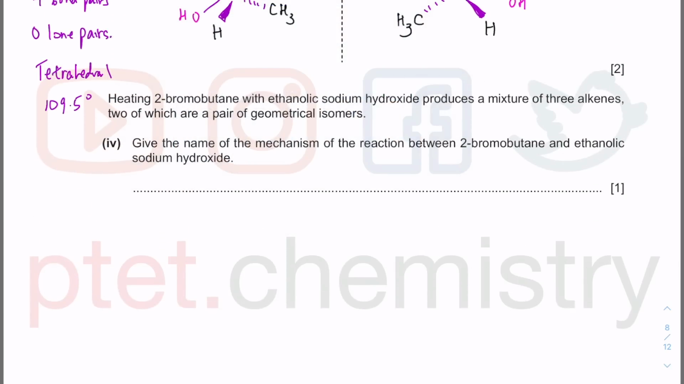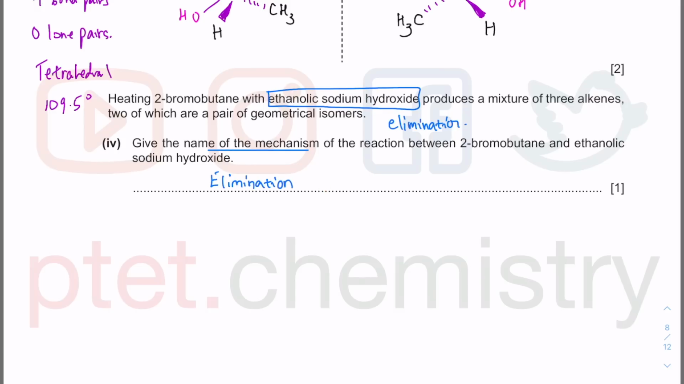Now this next bit is basically asking you, when you use ethanolic sodium hydroxide, basically this reaction is elimination. So give the name of the mechanism. You don't really do elimination mechanism in AS that much, at least not in the old syllabus, and also not really in the new syllabus, to be honest.